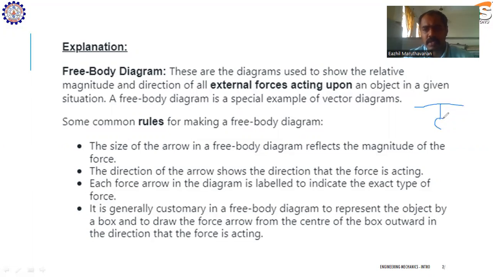Here we are able to see that a fan is hanging. To draw the free body diagram of this image, we must initially consider the weight of the fan. You know that the weight always acts perpendicular to the ground plane. Due to the gravitational force, the fan needs to fall down.